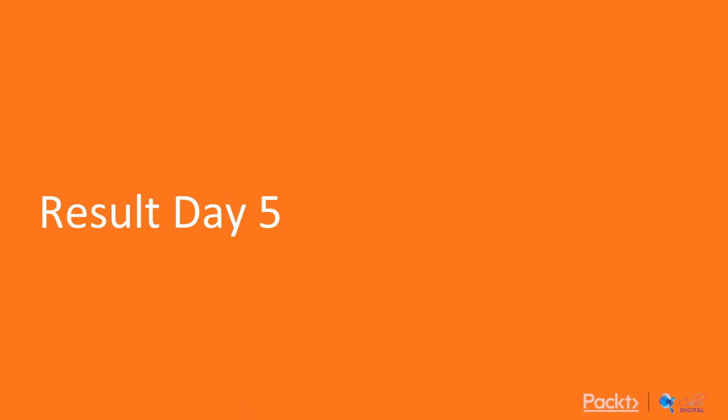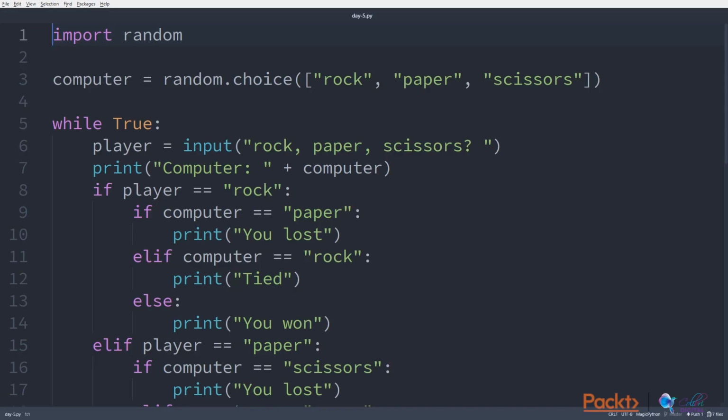Before we look at day 6 material, what we want to do is to look at day5.py, which is my solution to the day 5 exercise. I first import random, which is a module that allows us to create some random numbers in Python. We first then give the computer an action, right? So we have computer, which is a variable that stores what the computer is going to do. And this is a random choice between rock, paper, or scissors.